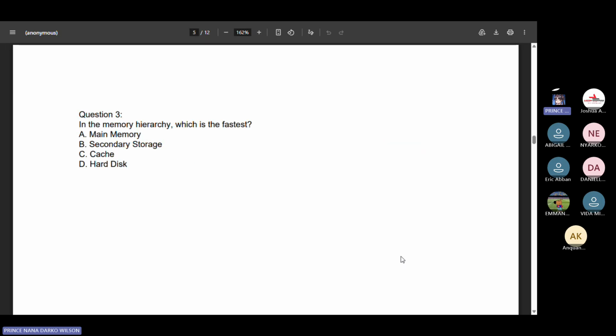In the memory hierarchy, which is the fastest? So which of the memory is the fastest? I can see Mr. Ebenezer, your hand is already up. Yes. Cache memory is the fastest. Do we agree? Okay, Antivirus says cache.